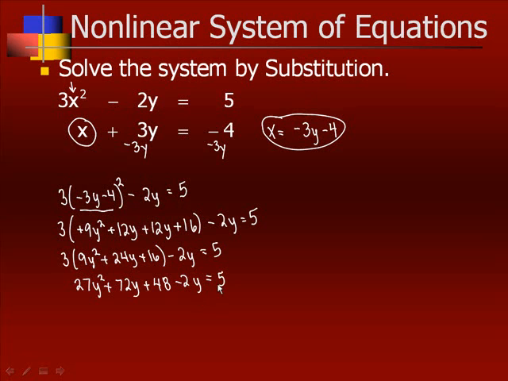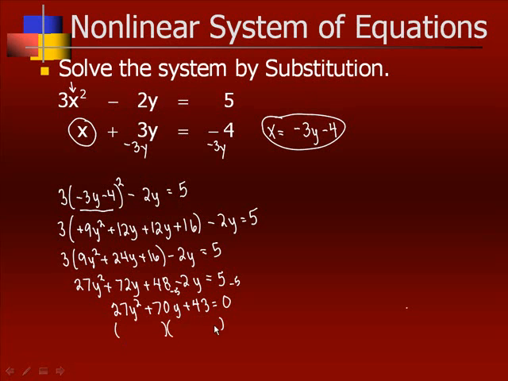Now this is quadratic. So to solve a quadratic, we set it equal to 0. So combine like terms, so we get 27y squared plus 70y. Go ahead, subtract 5 from both sides, so we get plus 43 is equal to 0. Then we're going to factor, or see if it'll factor.